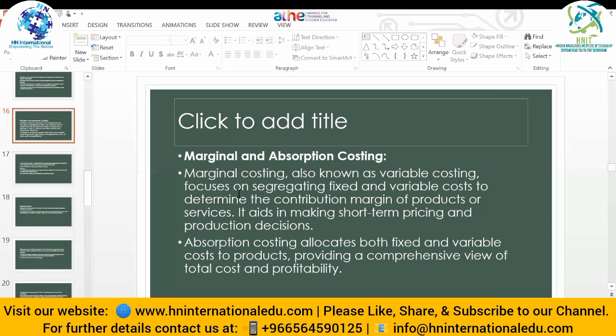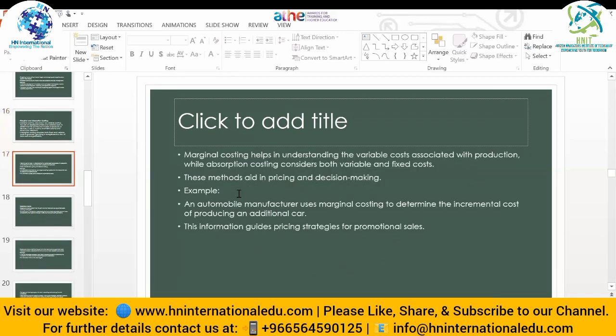But absorption costing is for the longer period of time. It allocates both fixed and variable cost to products, providing a comprehensive view of the total cost and profitability. Now, total cost includes fixed and variable as well, but what is the level of profitability? Whether we are going to reach a boom in the business or a saturation. Marginal costing helps in understanding the variable costs associated with the production, while absorption is related to both variable and fixed. So this is the biggest difference between both. That is why marginal costing caters to short-term decisions on pricing.